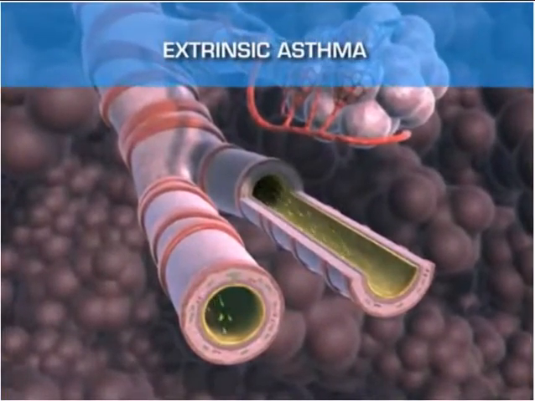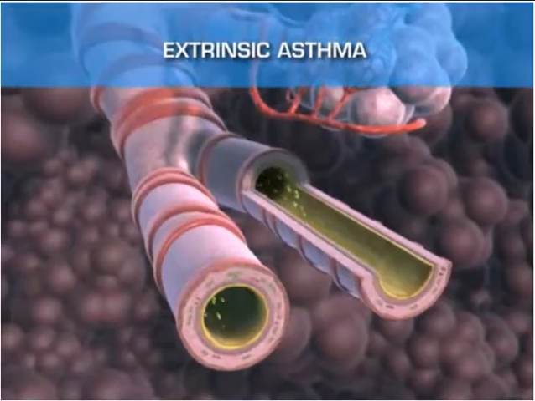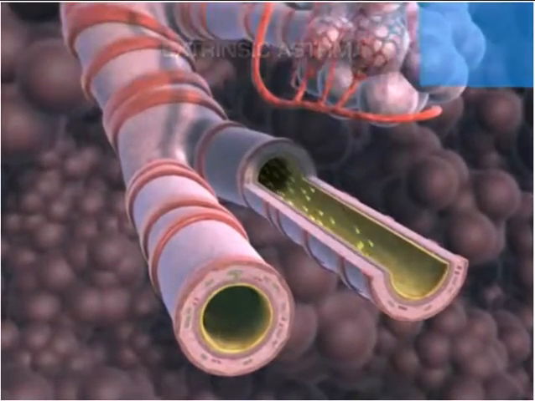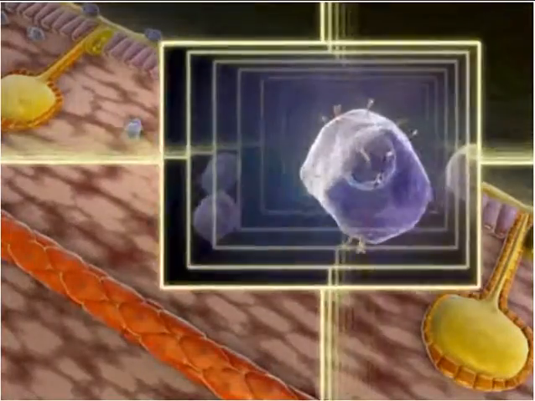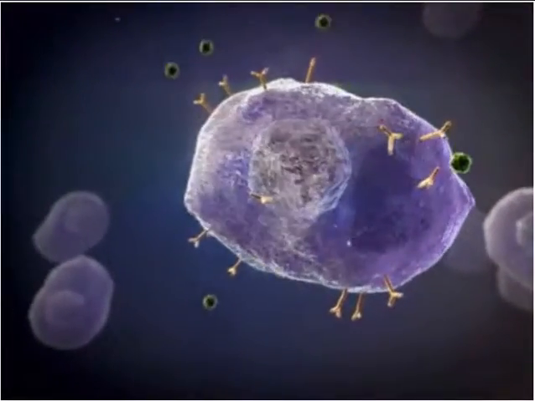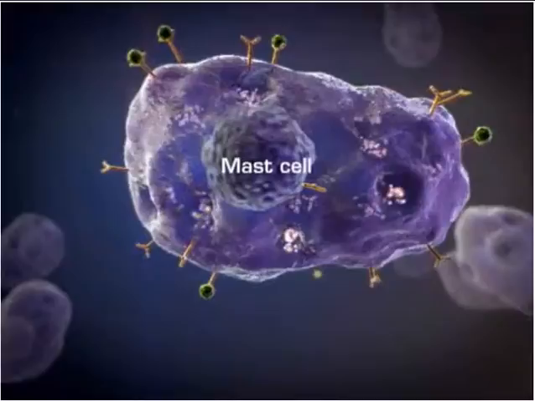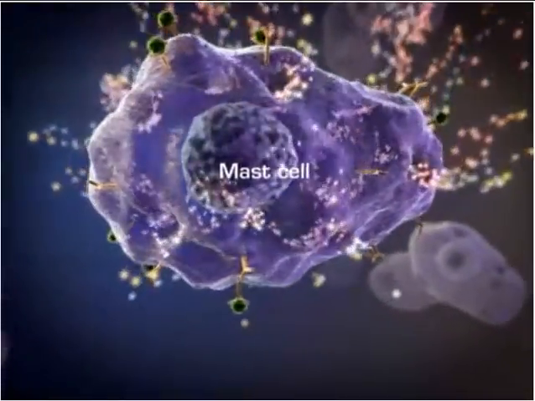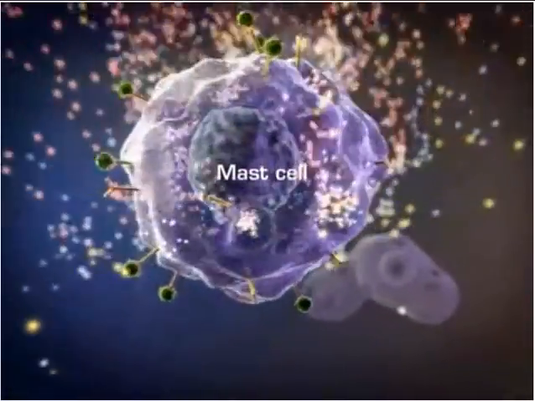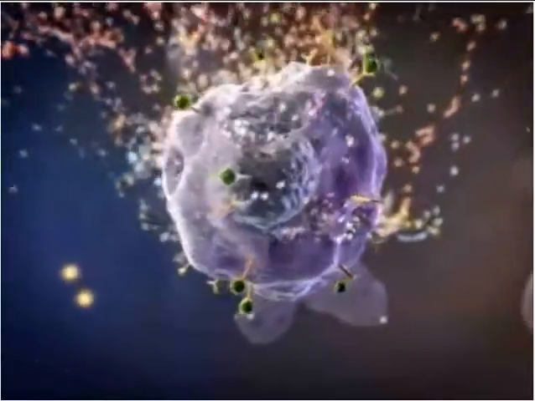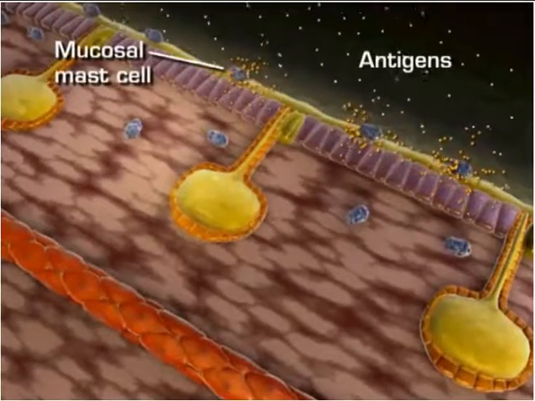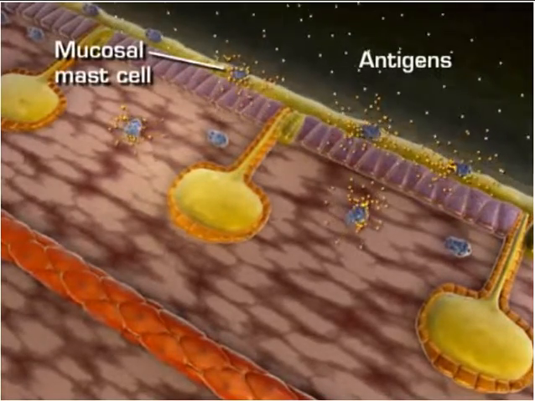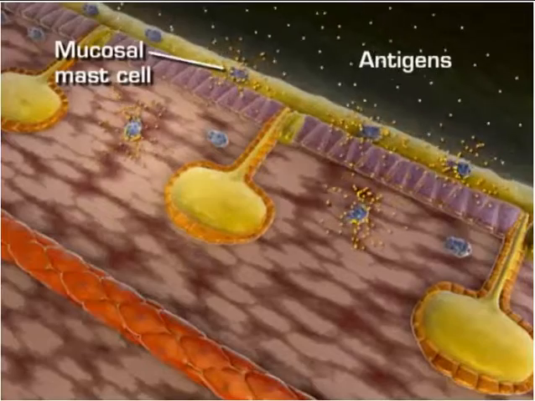Extrinsic, atopic asthma is initiated by a type 1 hypersensitivity response to an extrinsic antigen. An antigen binds with a mast cell and causes mast cell degranulation with release of histamine, leukotrienes, interleukins, and prostaglandins, resulting in inflammation and bronchospasm. This airway inflammation in turn produces airway edema, epithelial injury, and impaired mucociliary function.